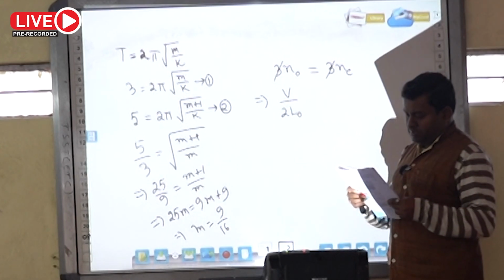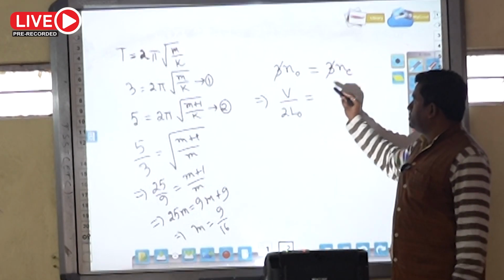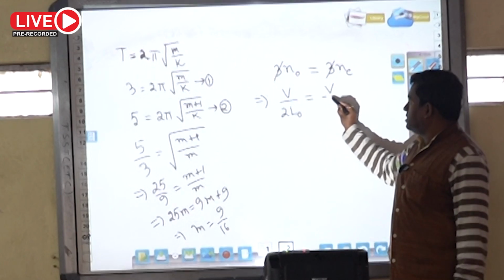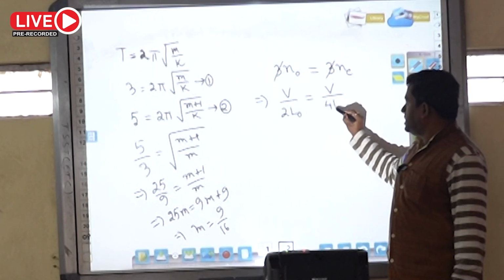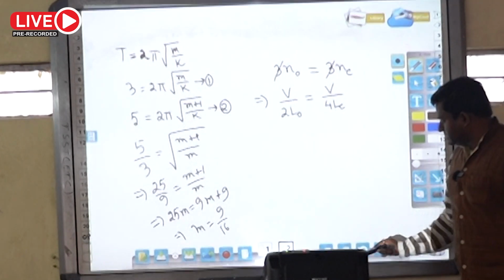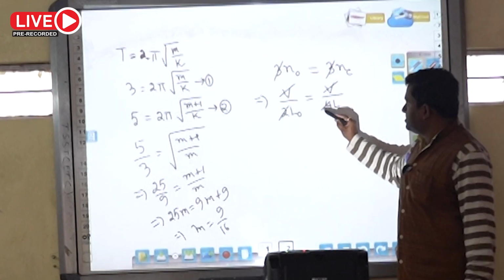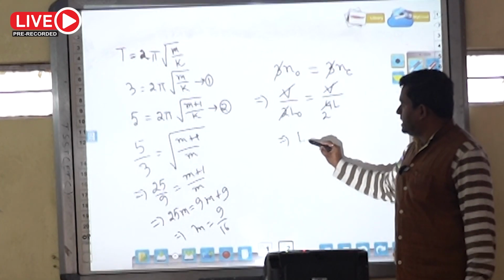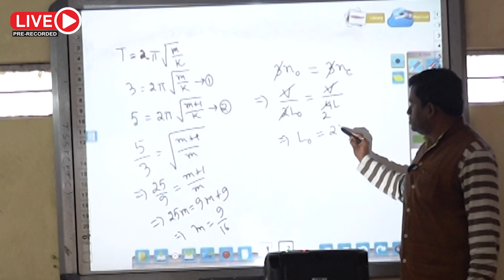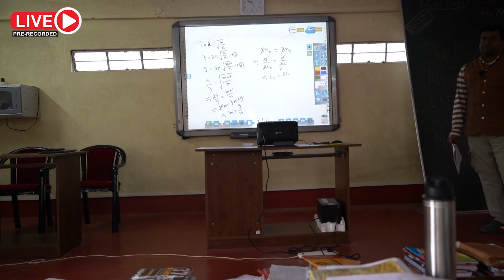The length of the open pipe will be, the closed pipe's length is given. So this one will be V by 4L. So Lc is given as L itself. So the length of the open pipe is equal to 2 times the length of the closed pipe. Okay, length of the open pipe is 2 times the length of the closed pipe.